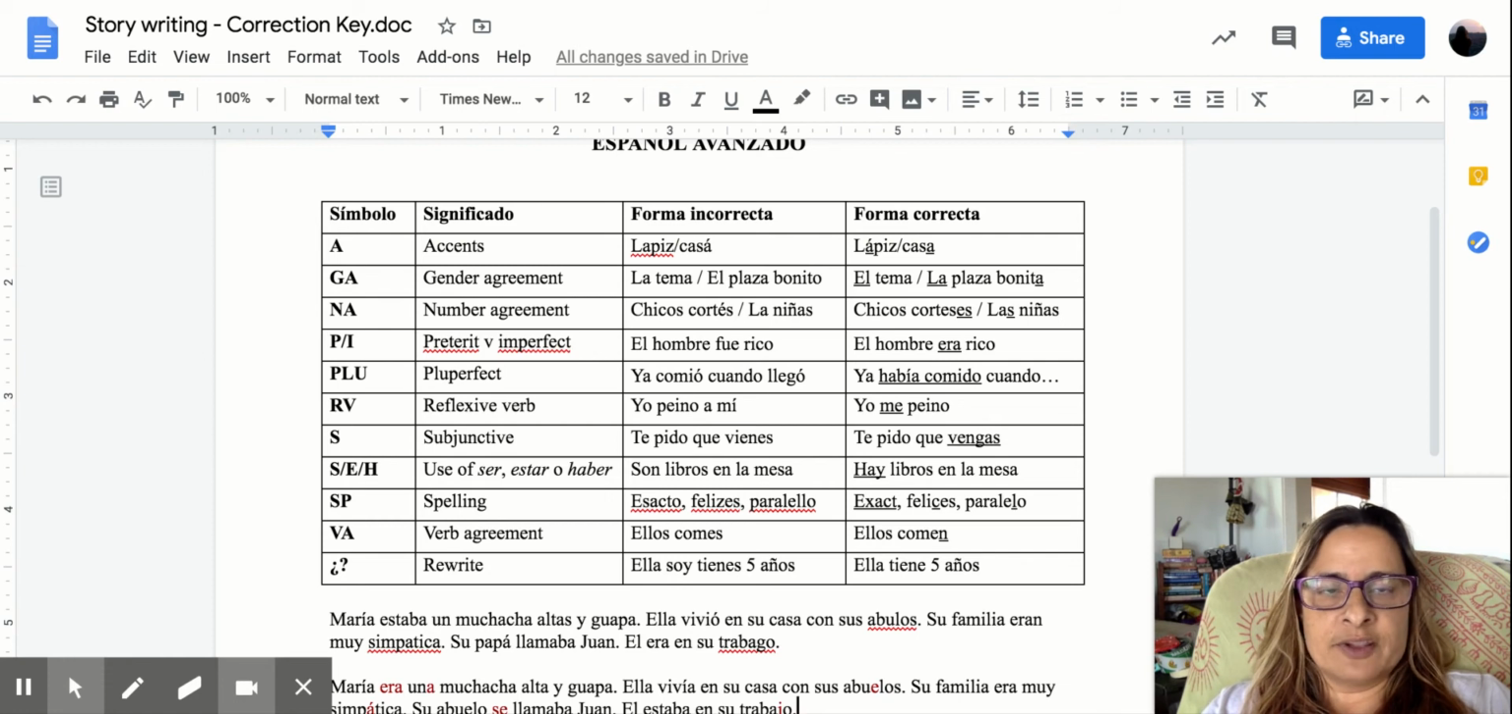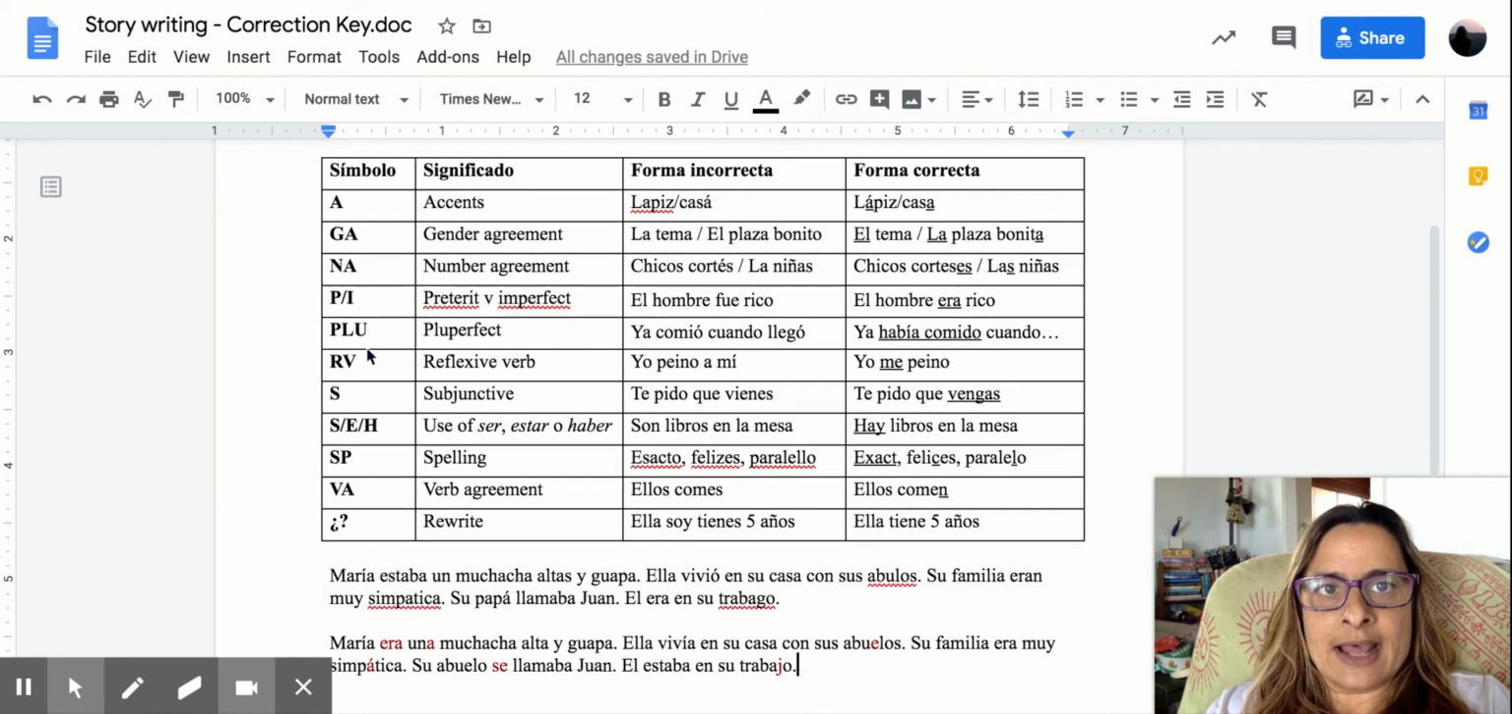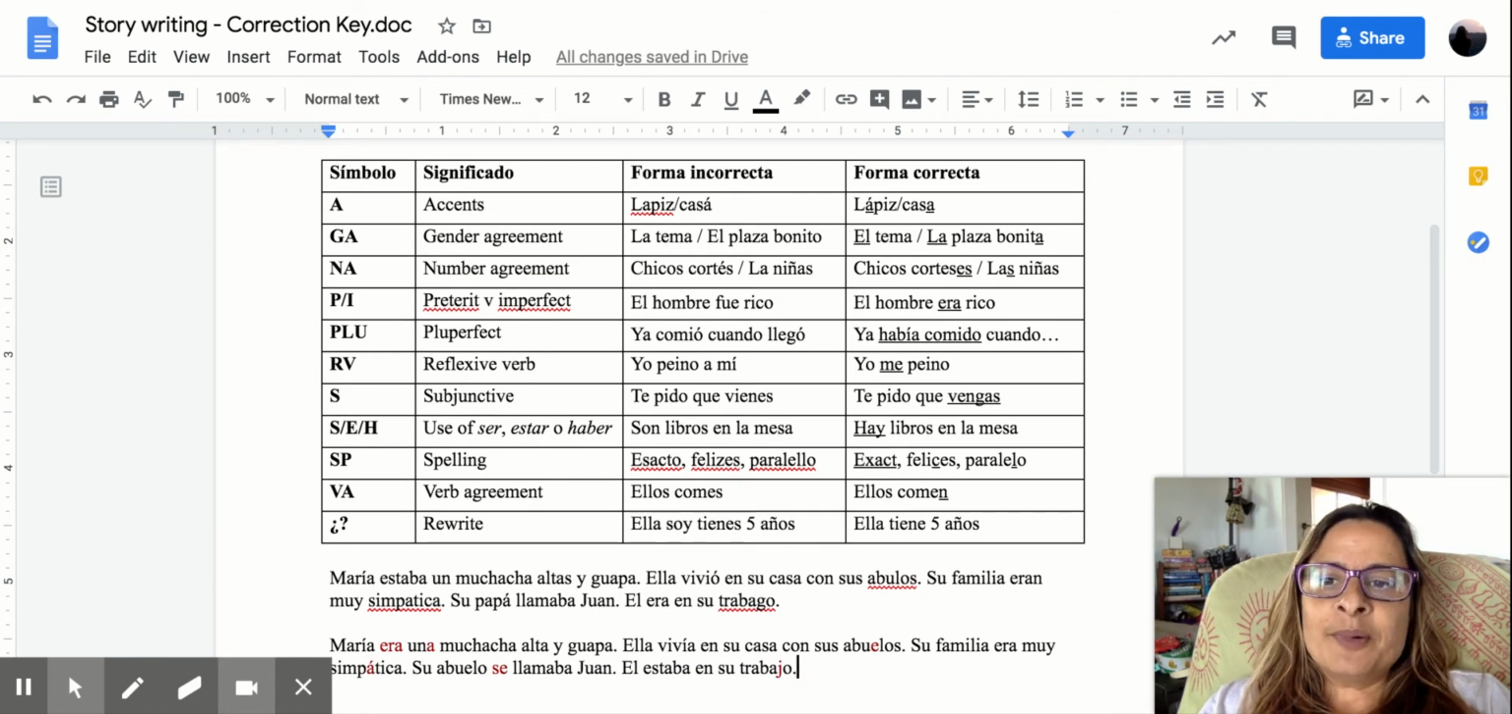P/I is going to be preterite versus the imperfect. So basically, if you put a verb in the preterite, it probably needs to be in the imperfect. If you put it in the imperfect, it probably needs to be in the preterite. As I've been grading some of your introductory paragraphs, I've also been giving you the reasons as to why you have the incorrect tense.